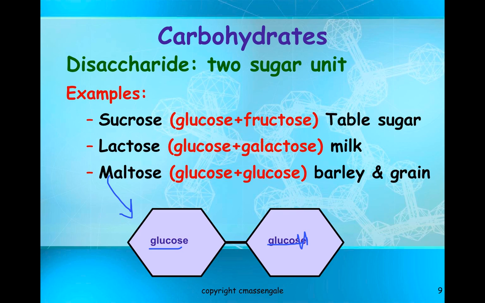So this example right down here is a glucose and a glucose, so this would be considered maltose. But if one of these changed into another galactose, now it would be lactose.